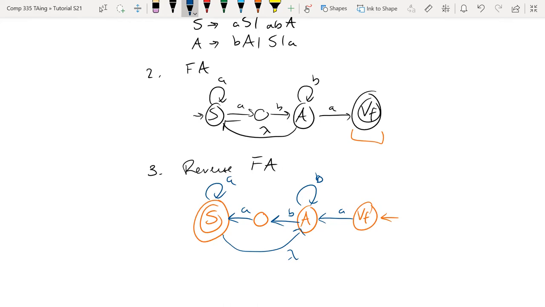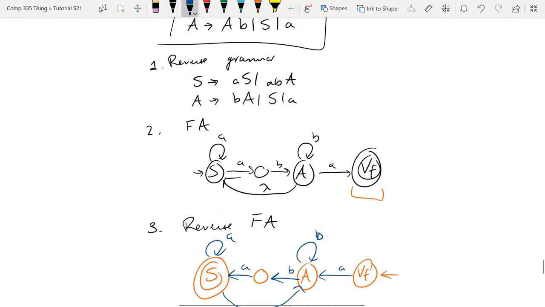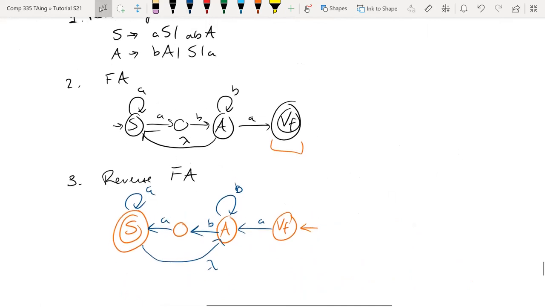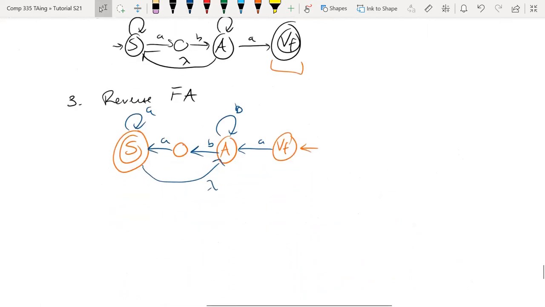Yes. If you have a left linear grammar, you always have to reverse it to get an FA. Unless you can do it mentally in your head, which I cannot do.